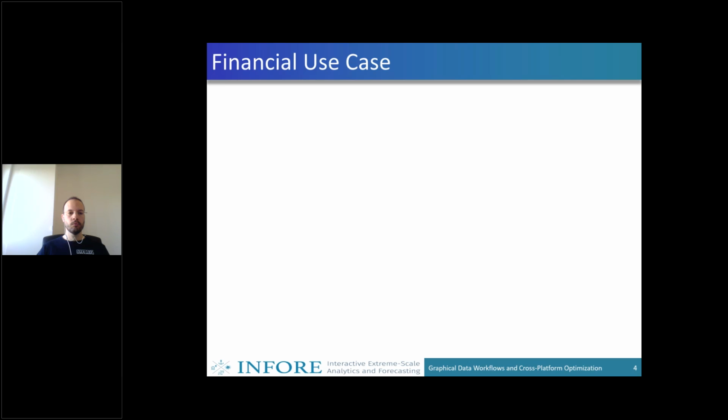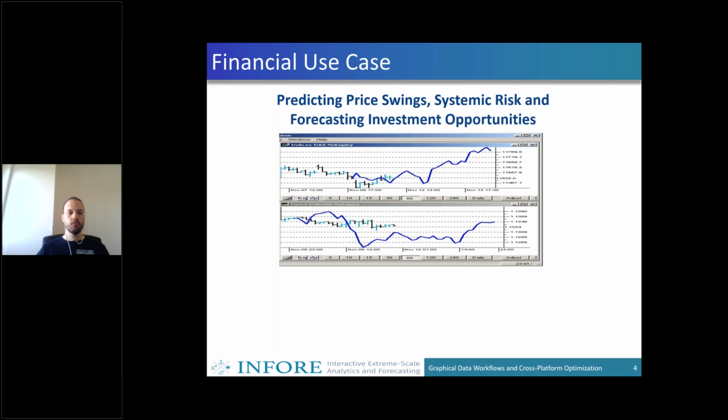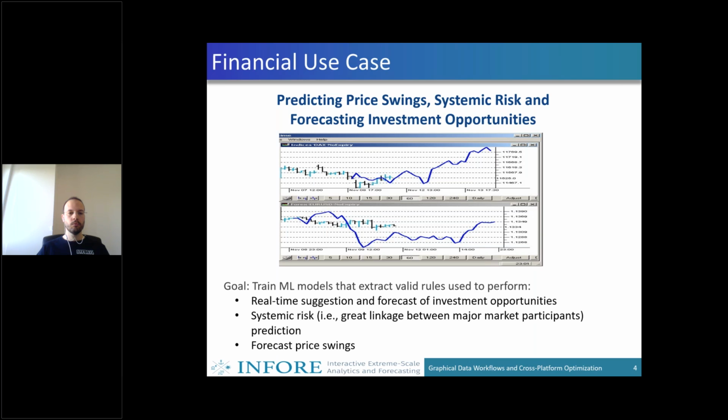The other use case is about finance data. Here we want to predict price swings, analyze systematic risks, and perhaps also do forecasting on investment opportunities. As you can imagine, this is also a huge amount of data that comes in very fast. We want to not only analyze single stock data or single time curves, but do it on a high-dimensional level, viewing patterns and correlations between very different market shareholders and see how the market reacts in a really fast way.